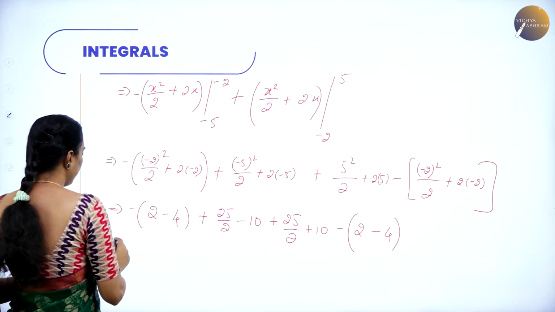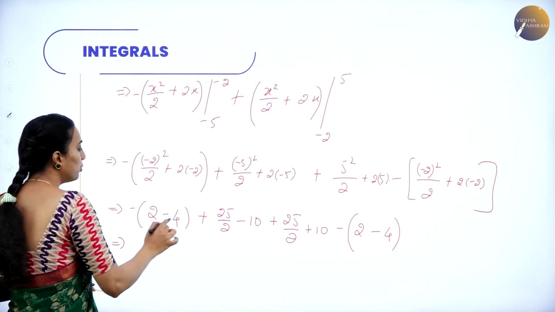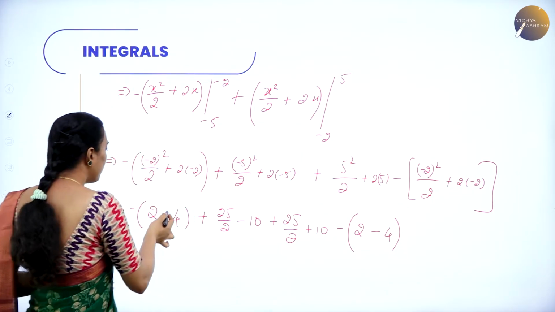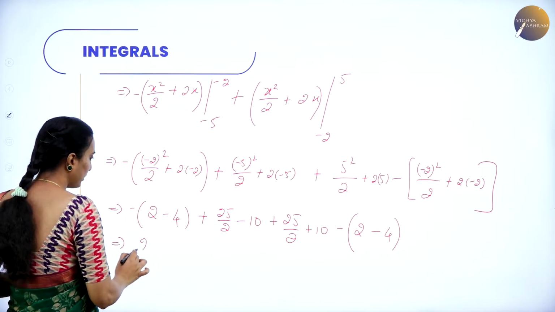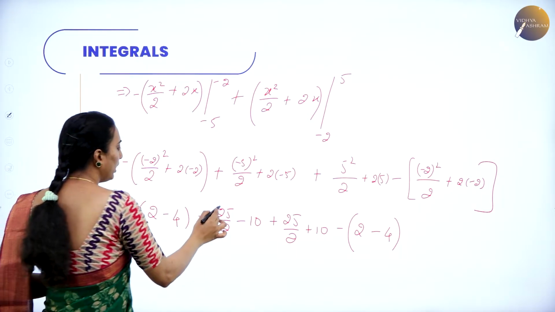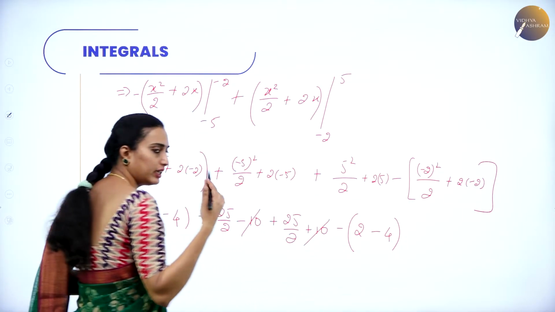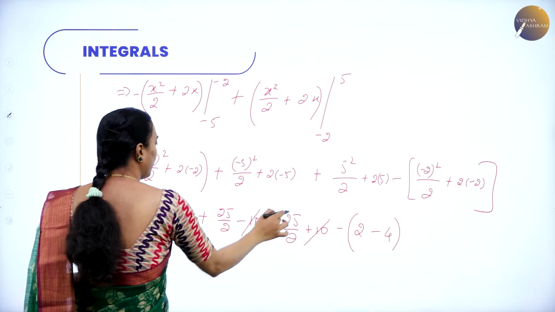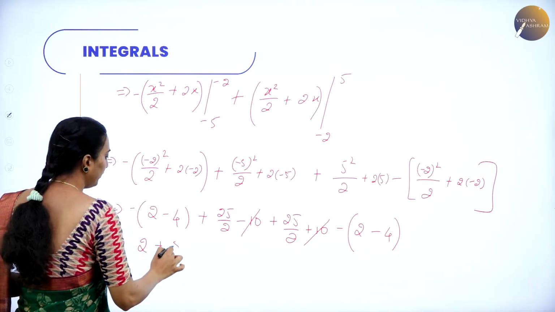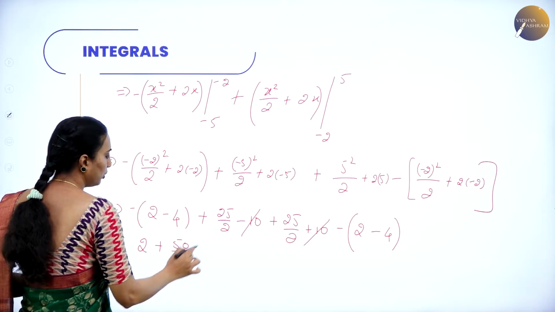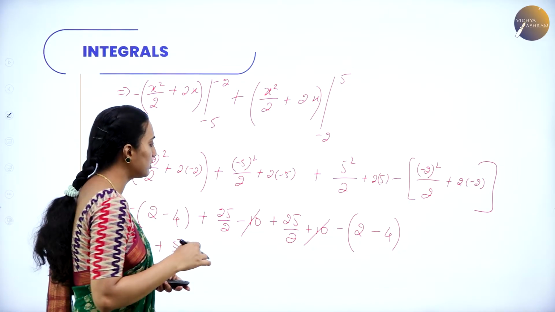Therefore, now you can simplify this one. 2 minus 4 is nothing but minus 2, and minus 2 into minus is nothing but plus 2, right? So here 25 by 2 plus 25 by 2. Here minus 10 plus 10 will get cancelled. So 25 by 2 plus 25 by 2 will become what? 50 divided by 2, isn't it? 2 will be the LCM, and 25 plus 25 is 50.